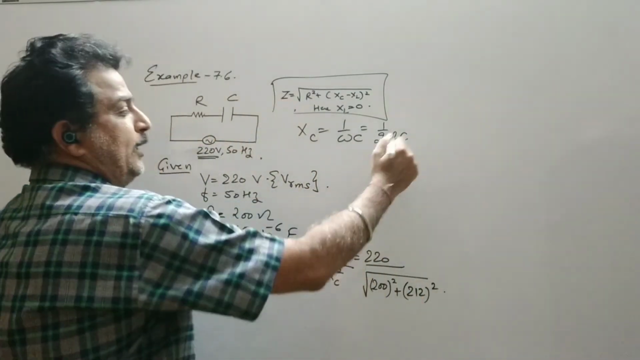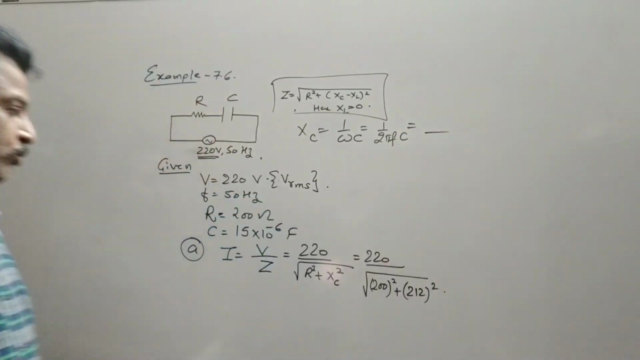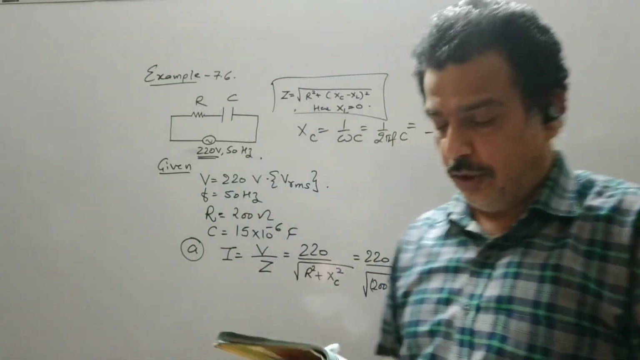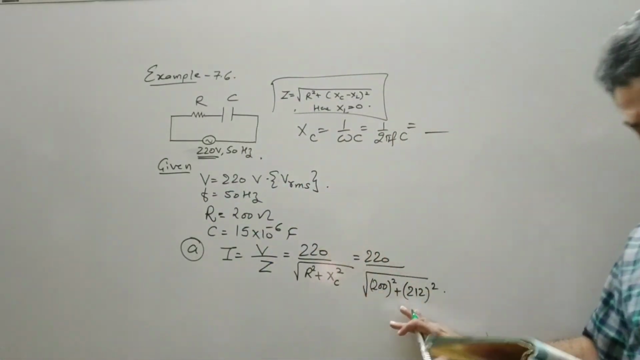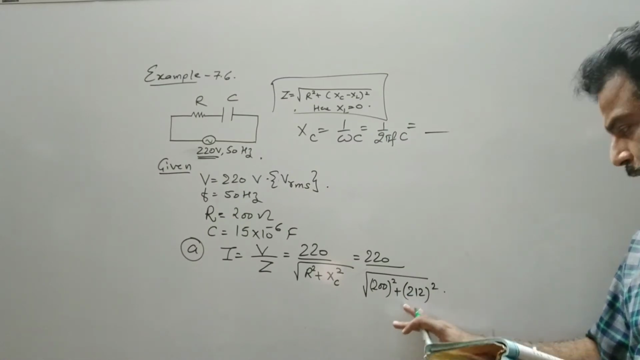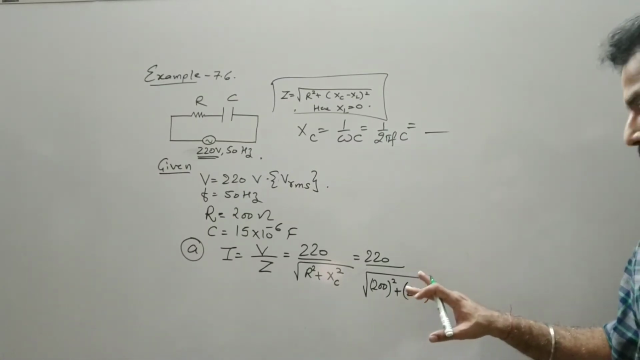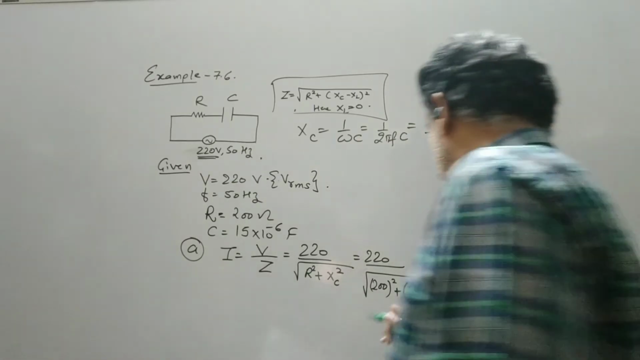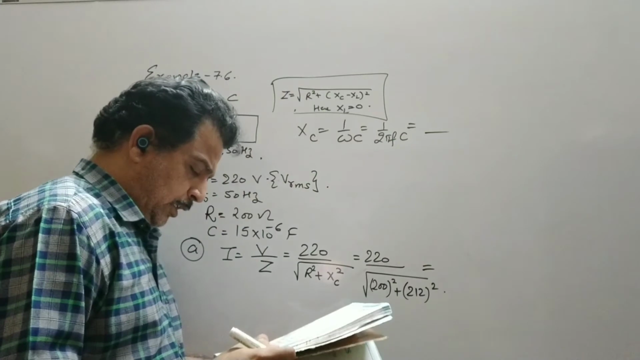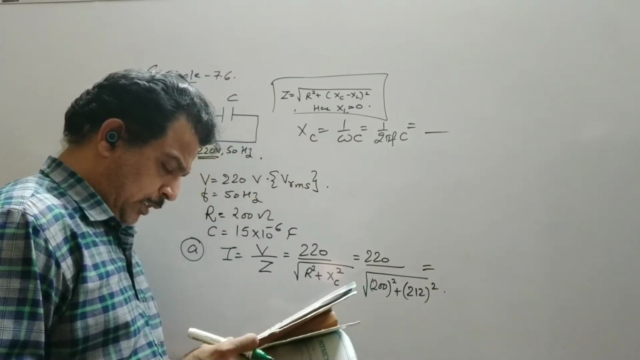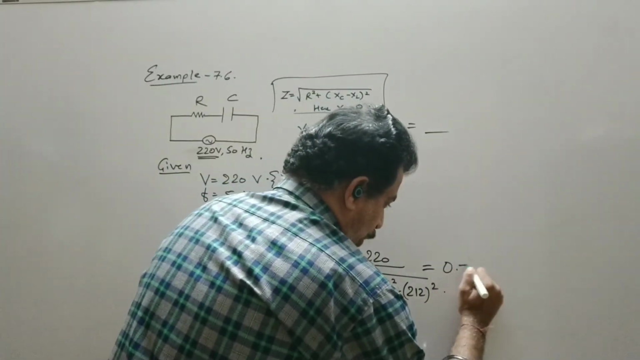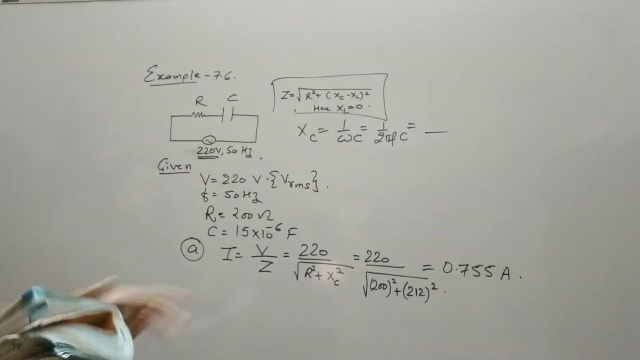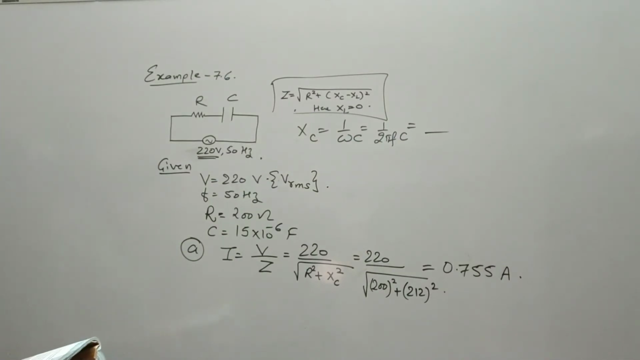So you can calculate this value because we have to find many other values also. I am directly writing these answers from the textbook only. So you calculate this XC, it should be 212 ohm. So the current in the circuit, as given in the book, comes out to be 0.755 ampere. So you can calculate this value.